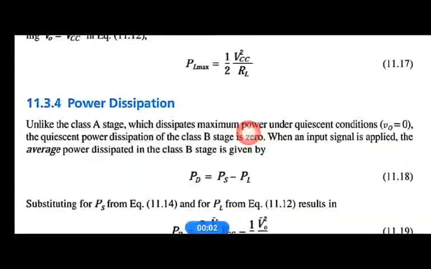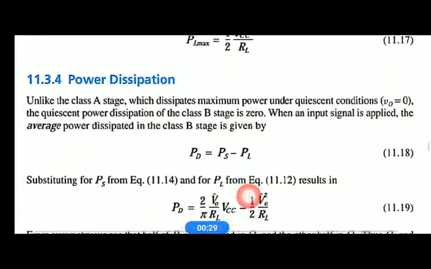Okay, the next topic of discussion in a class B amplifier is power dissipation. That is power dissipation of class B amplifier. As we already know, the power dissipation is nothing but the supply power minus the load power. That is, when the load power is subtracted from the supply power, we will get how much power dissipation takes place within the circuit.